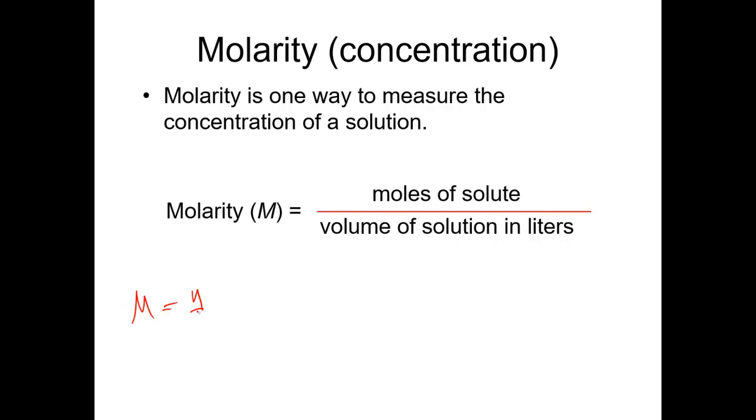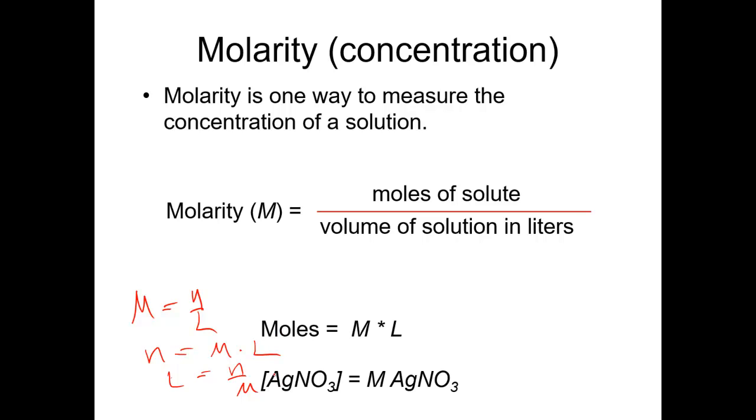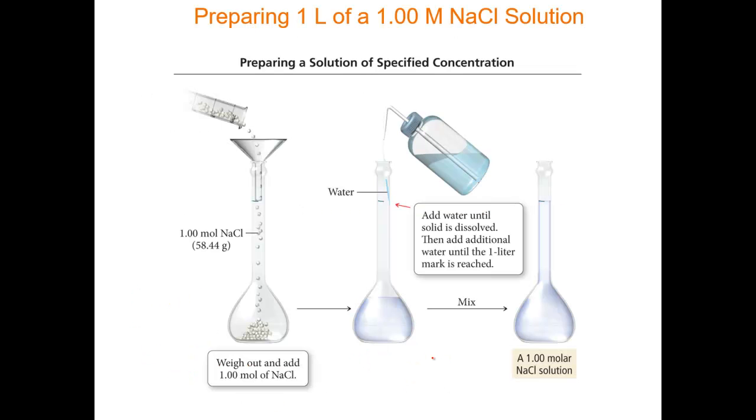You know molarity is moles over liters, and when you're using this in stoich, you're going to be able to manipulate this equation. So if I want to know moles, it's going to be molarity times liters, okay? If I want to know liters, it's going to be moles over molarity. All right. The brackets here mean molarity. Same thing, okay? The molarity of AgNO3 equals 1.0 molar, for instance.